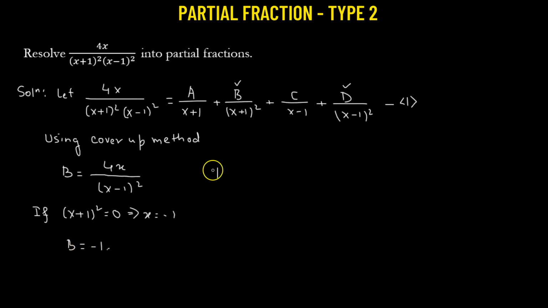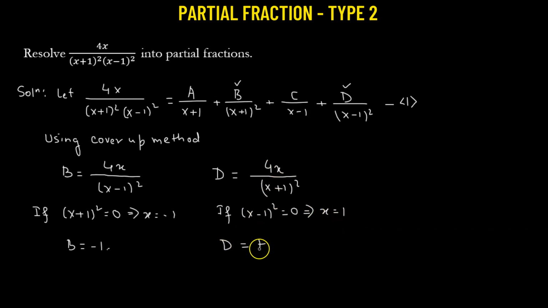Similarly, we can also find the value of D. Consider the original rational fraction 4x, and this time in the denominator we cover up (x minus 1) whole squared. So we get (x plus 1) whole squared. If we equate the covered factor to 0 and solve for x, we get x equals 1. Substitute this back into the expression, and we get the value of D, which will be equal to positive 1.